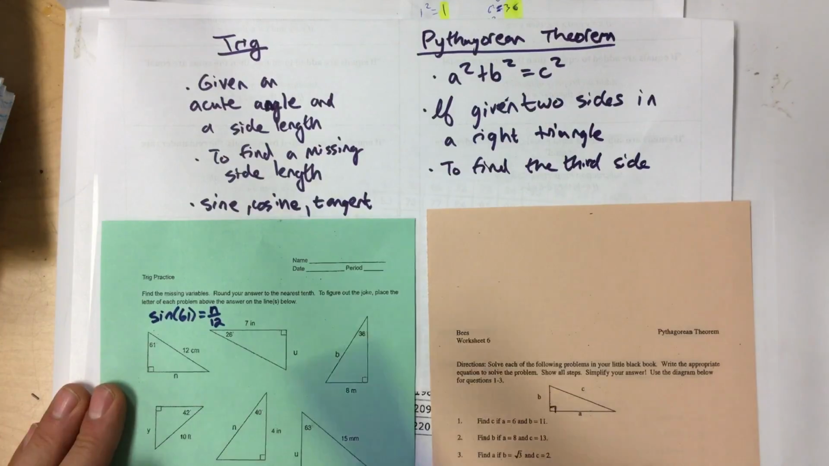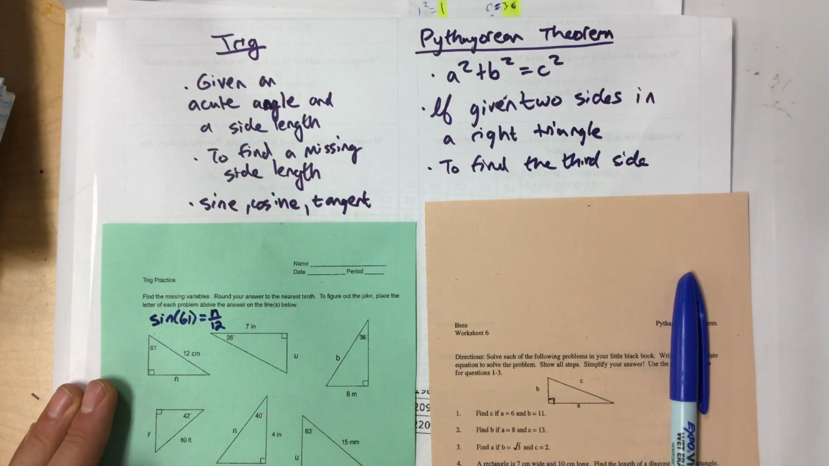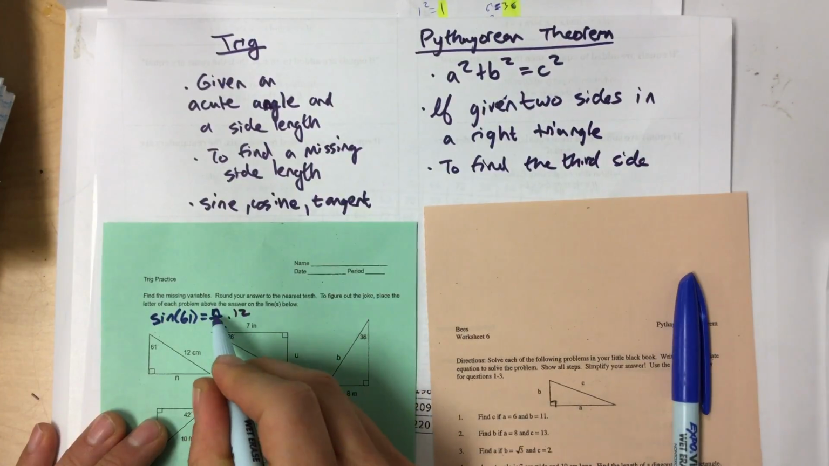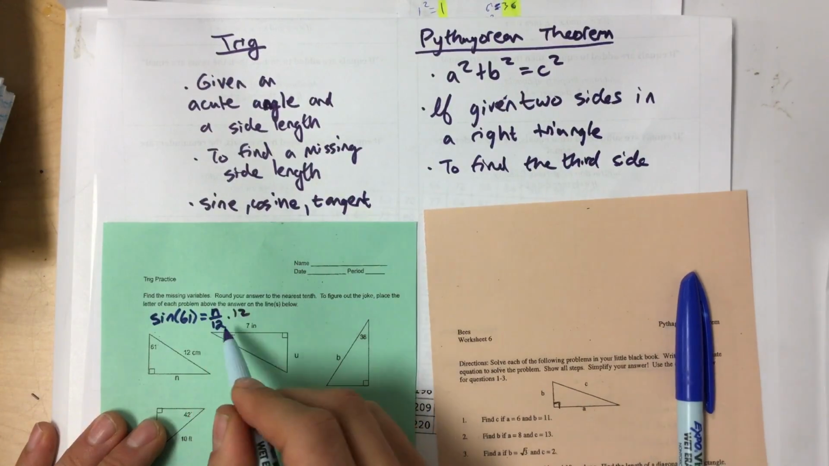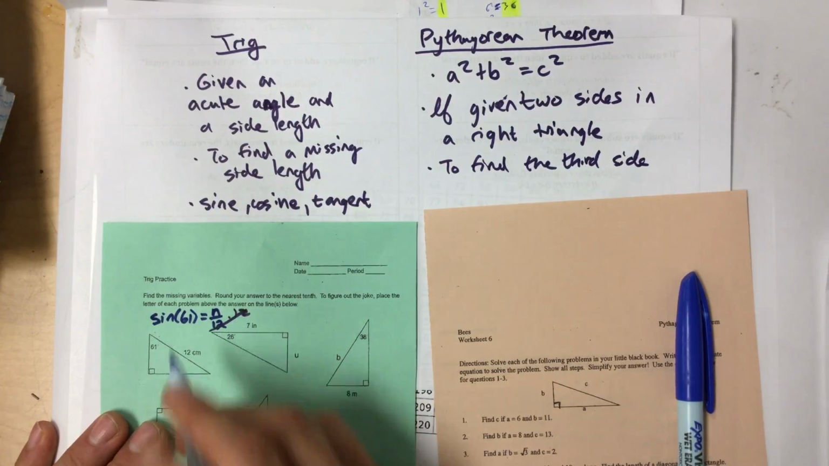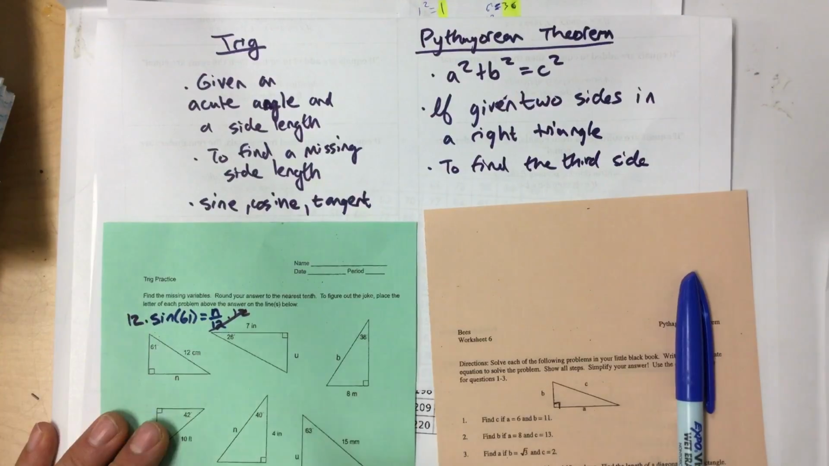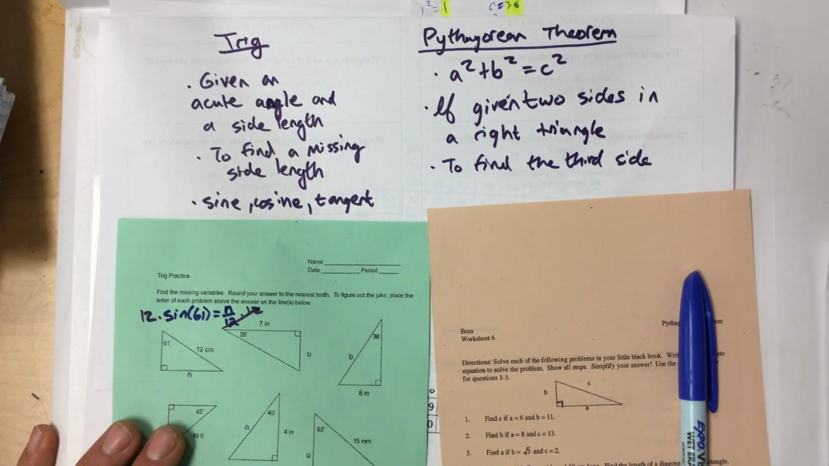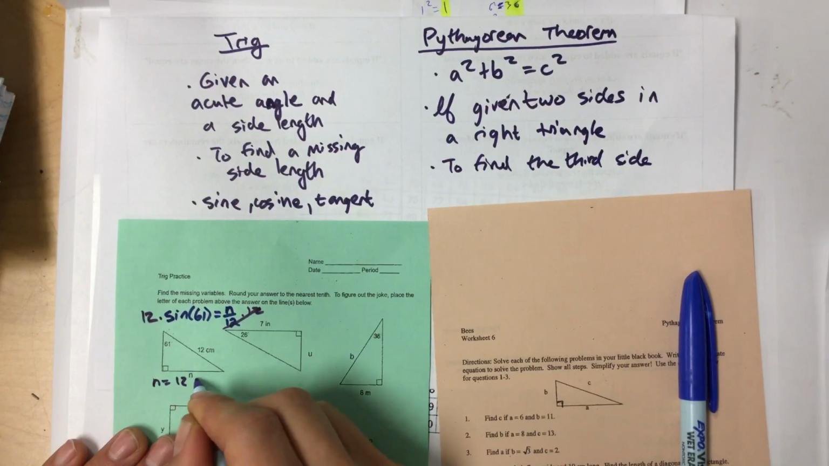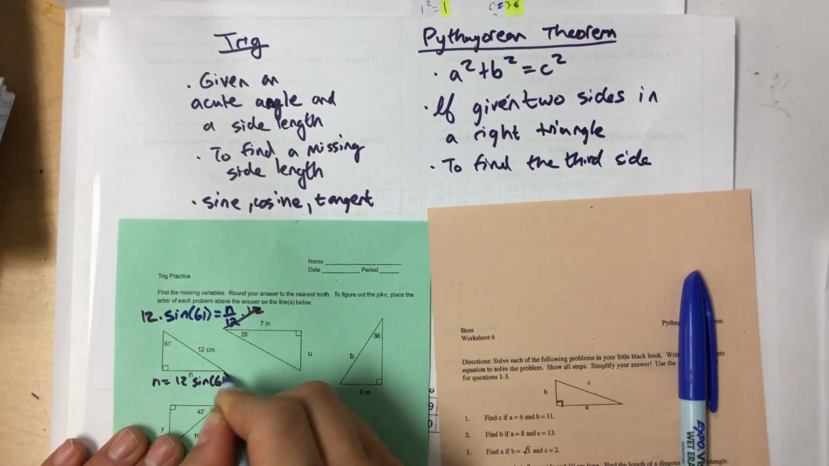How do I solve this for n? Well, I need to multiply both sides by 12. Since this is a fraction and I'm solving for n, the inverse of dividing, which is what a fraction is, is multiplication. These will cancel. I must do it to both sides to keep my equation balanced. So n is equal to 12 sine of 61.